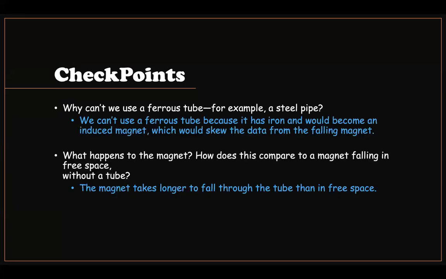So, checkpoints. Why can't we use a ferrous tube? We can't because it has iron and it becomes an induced magnet, which will skew the data from the falling magnet. For the second question, when comparing a magnet falling in free space with falling through the tube, the magnet takes longer to fall through the tube than in free space.